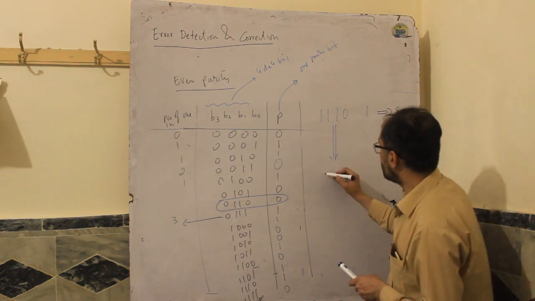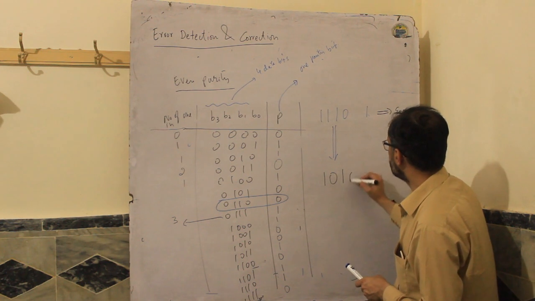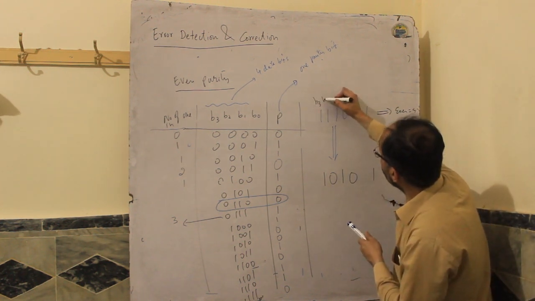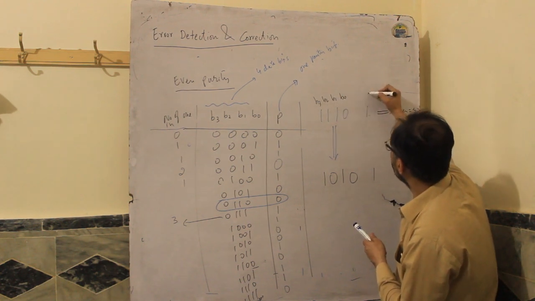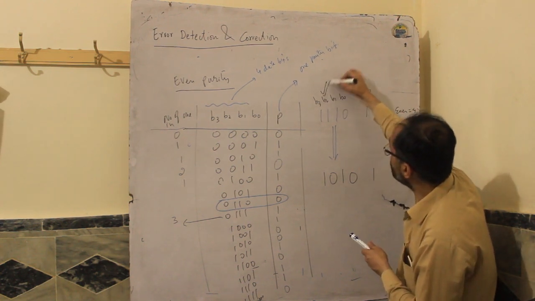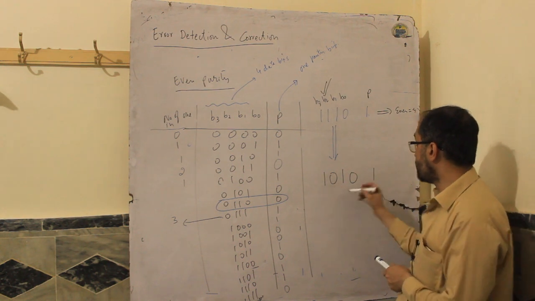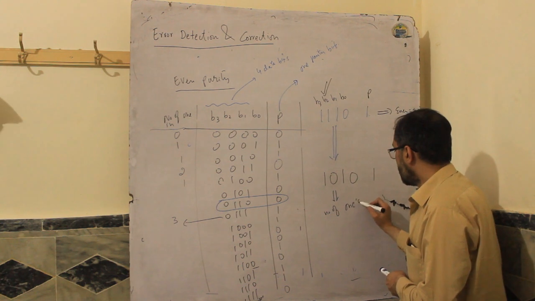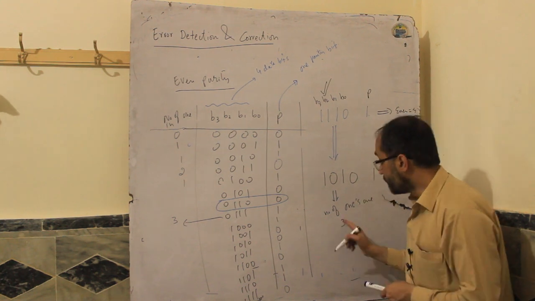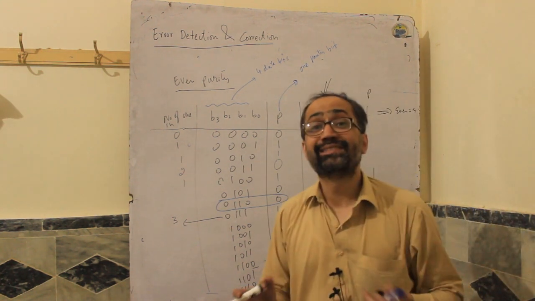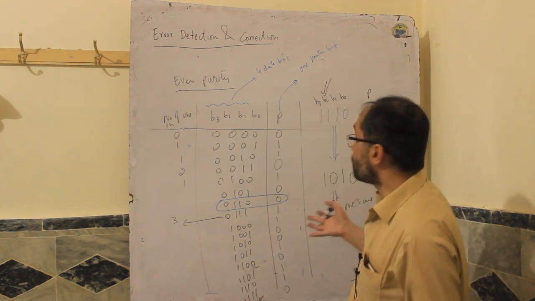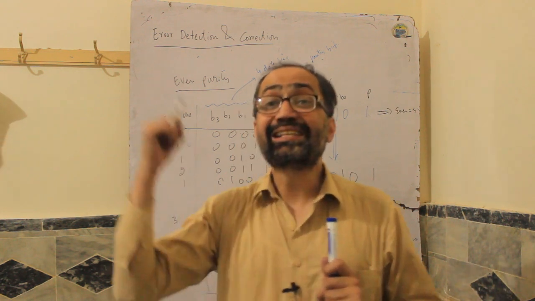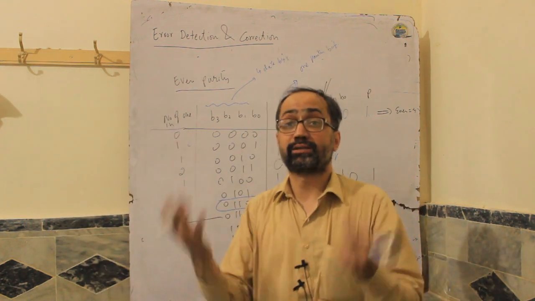And if you receive the data like this, 10101, where there is B3, B2, B1, B0, and this is the parity bit. So this is an error in B2. So how many ones are there? The number of ones is 3. If the number of ones is 3, the receiver will identify that there is some error in the data and it will ask the transmitter to retransmit the data.